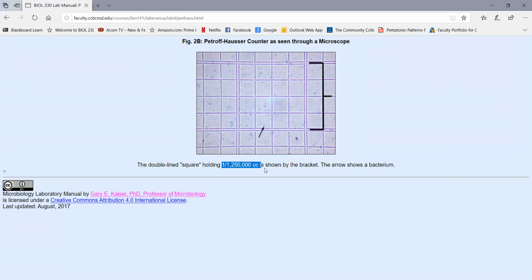But as you'll see from the formula, it says the average number per large double-line square. So to make it a little more accurate, we don't count just one of these volumes here, one of these double-line squares. We typically count maybe 5 of them and then take an average. So we count this square, then we move over and count another big square, move it over, count another big square, until we do 5 of them.